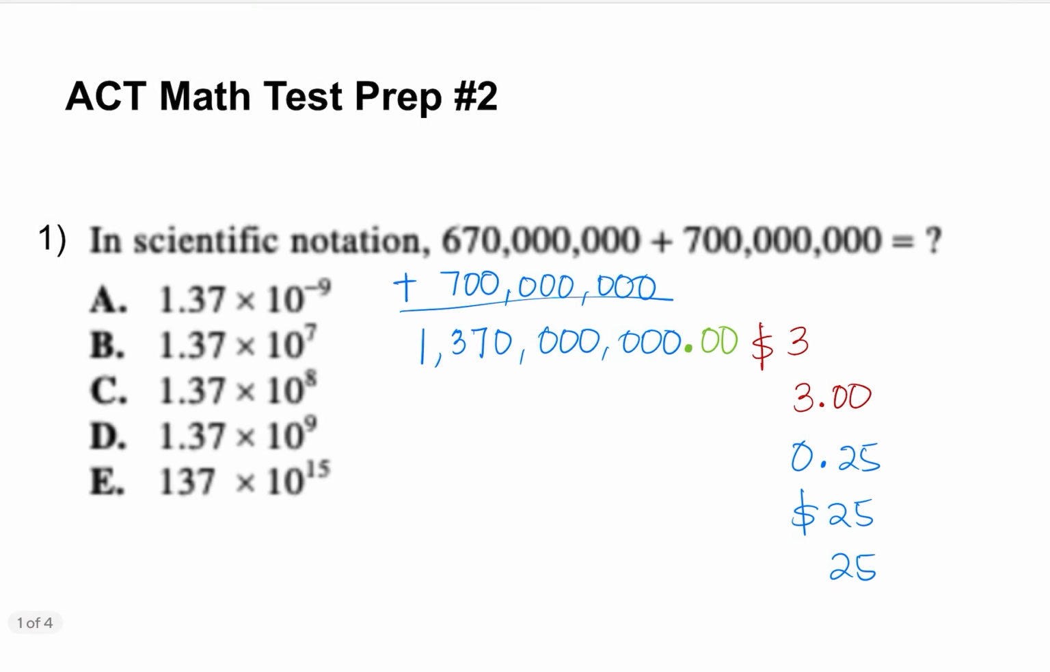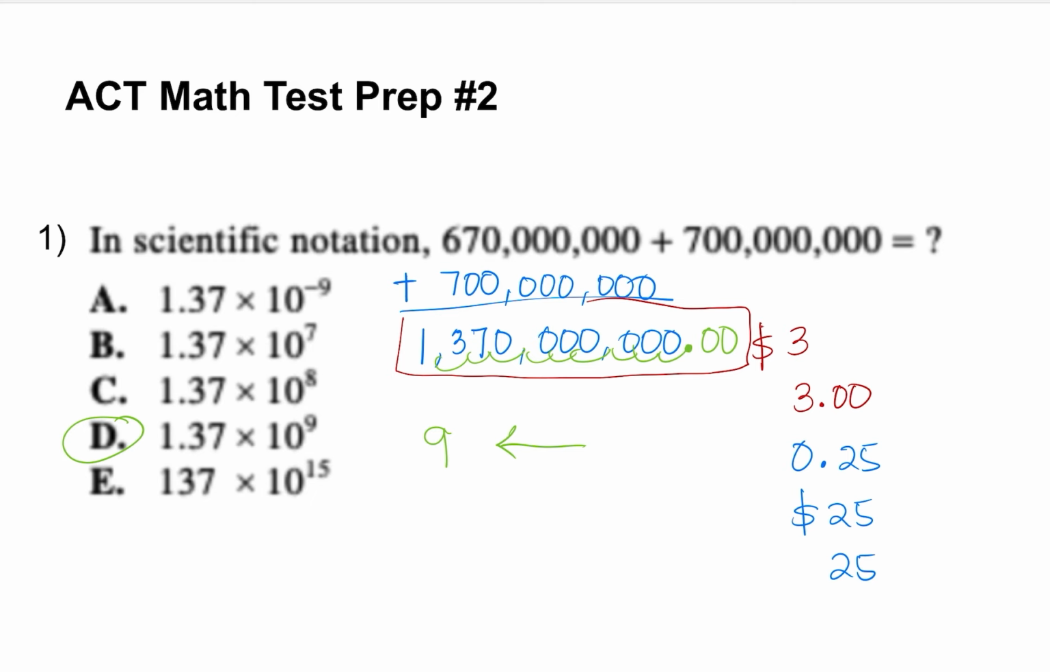So let's do it. 1, 2, 3, 4, 5, 6, 7, 8, 9. So we have moved the decimal place 9 units to the left. Since we moved the decimal place 9 units to the left, therefore the answer is D. If the calculator is available, you could also type 1.37 times 10 to the power 9, and your calculator will give you this number right here to verify.